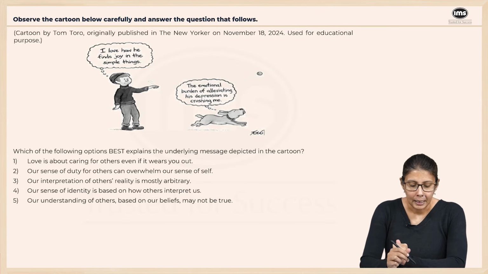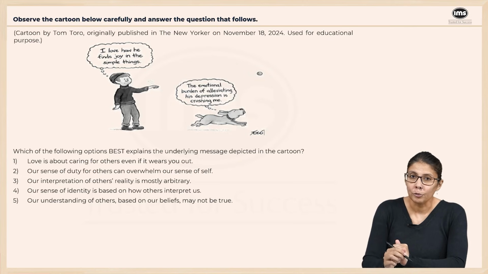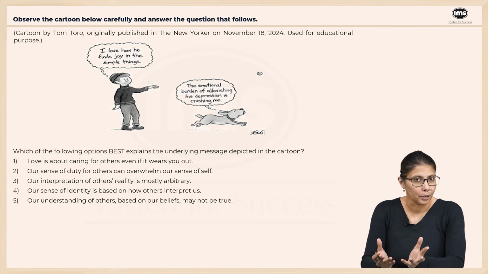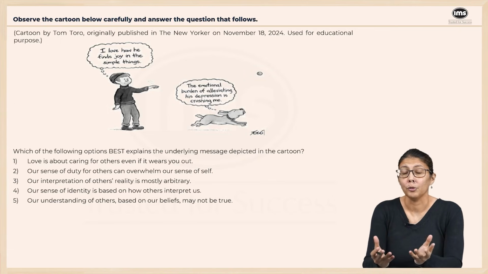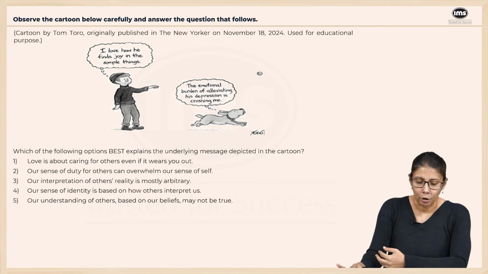Let's look at 1. Love is about caring for others even if it wears you out. Now, this refers only to the dog, but not to the boy. So, 1 does not capture the underlying message for the entire picture. It perhaps just captures the mentality of the dog because the dog is working so hard to keep the boy happy. So, maybe not 1.